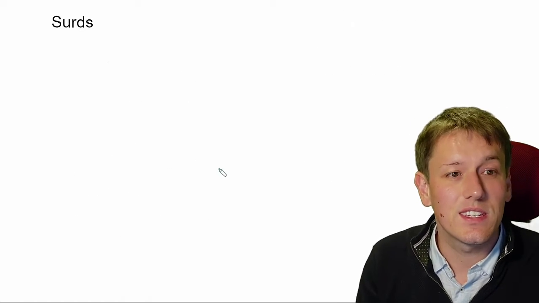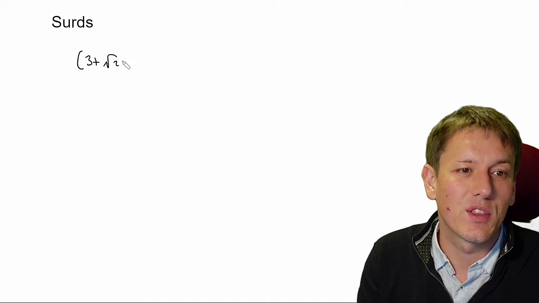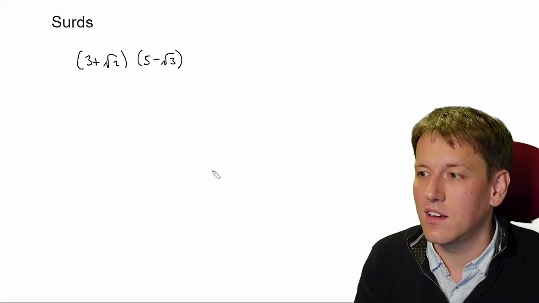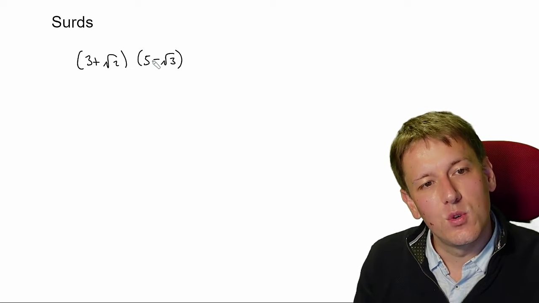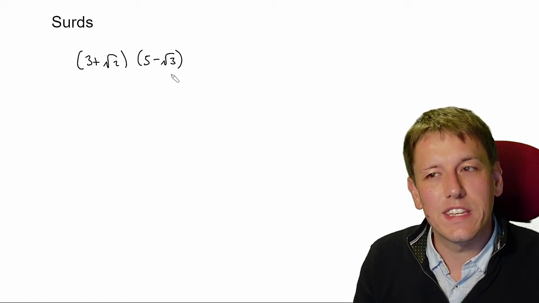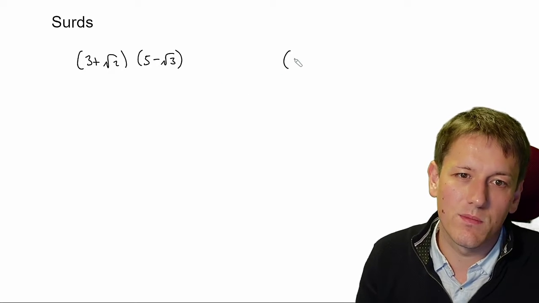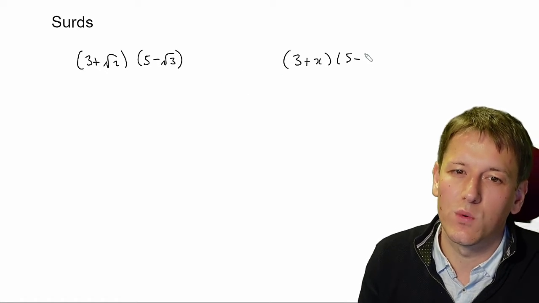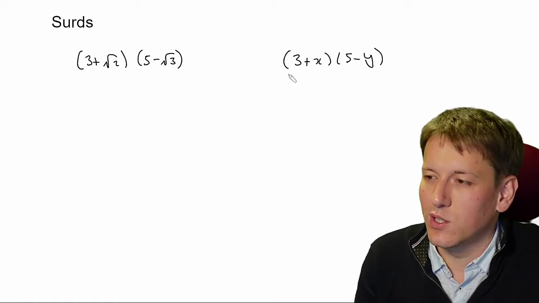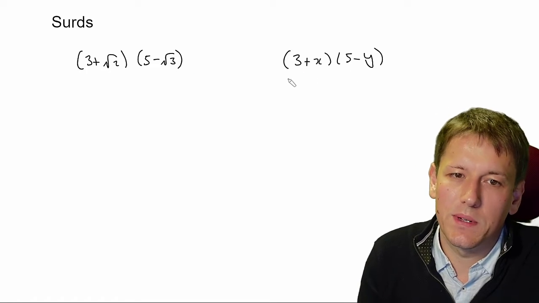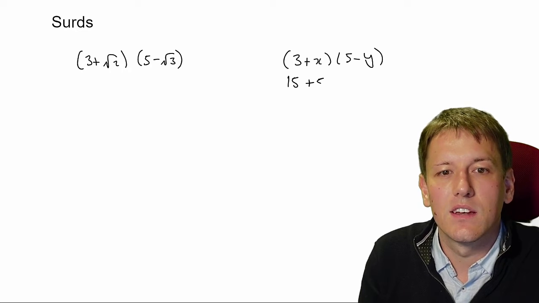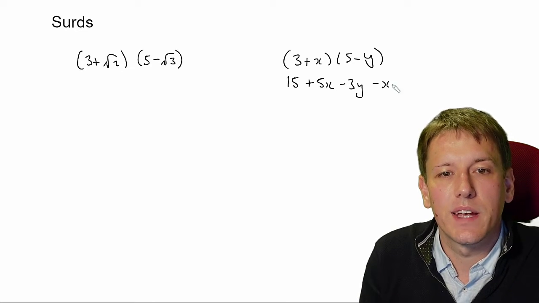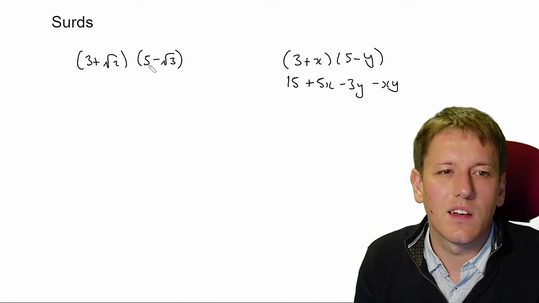So one thing to notice is that if you multiply out something like (3 plus root 2) times (5 minus root 3), you are not going to be able to do so much simplifying, right? This is more like multiplying out (3 plus x) times (5 minus y), when the surds are not the same. If I multiply this out, I'd get 15 plus 5x minus 3y minus x times y. And the same here, right?